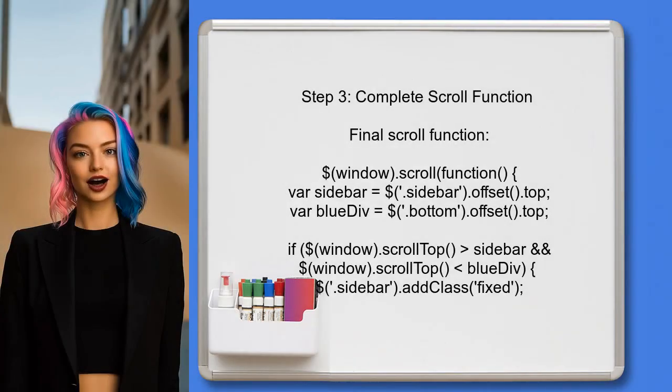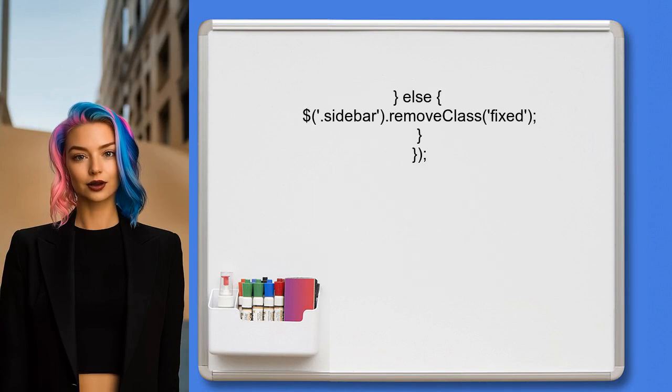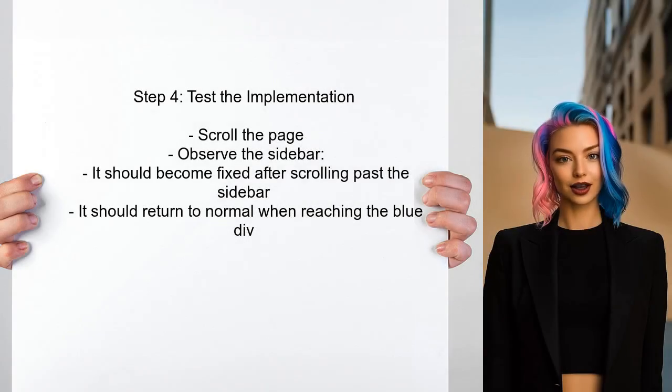Now, let's put it all together. The user should have a complete scroll function that adds the fixed class when scrolling past the sidebar and removes it when reaching the blue div. Finally, the user should test the implementation. They can do this by scrolling the page and observing if the sidebar behaves as expected.